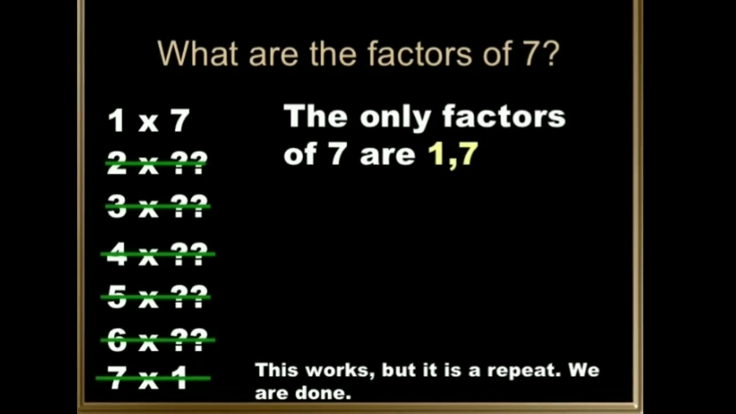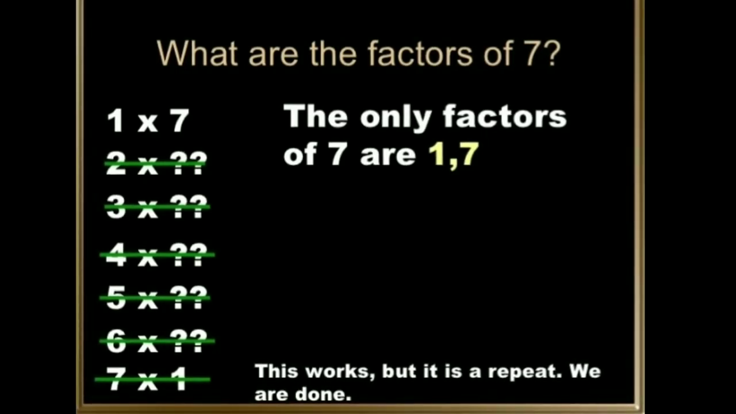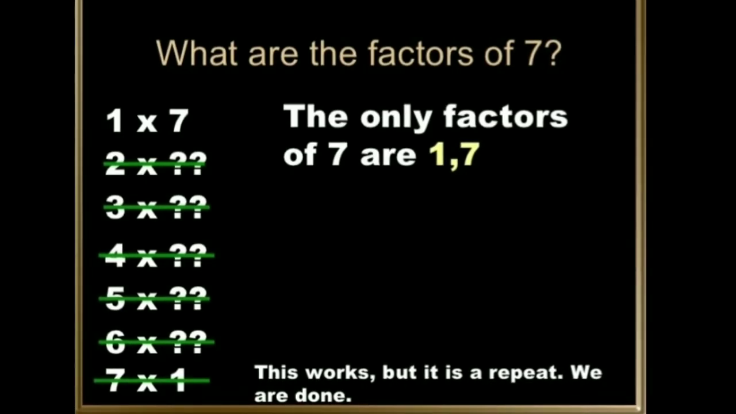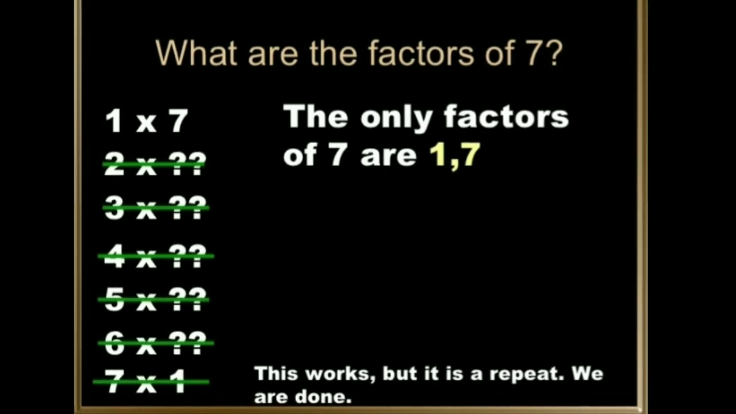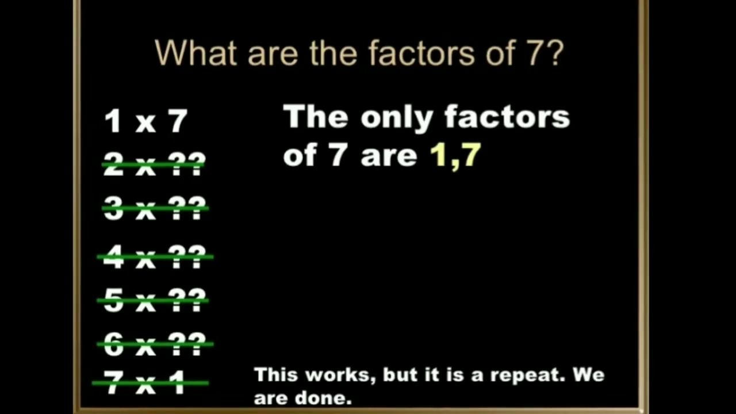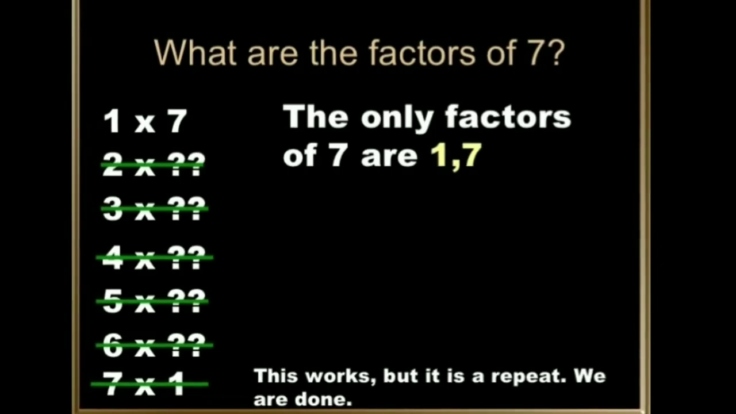So cross it out. Table of 3, no 7 will come. Table of 4, no 7 will come. Table of 5, no 7 will come. Table of 6, no 7 will come. Now table of 7. 7 into 1 is equal to 7. This works, but since it is a repeat, we are done. So we have found out that the factors of 7 are only 1 and 7. So I think the method is clear to you.